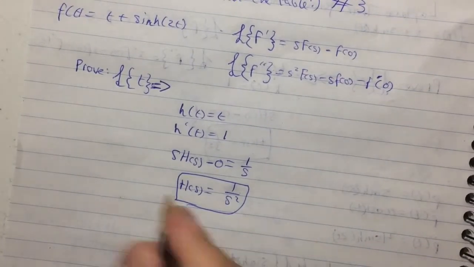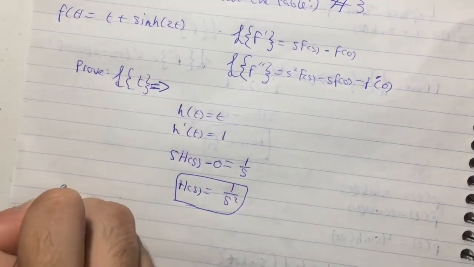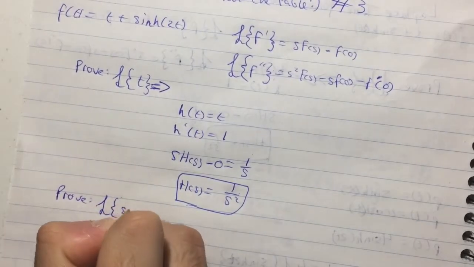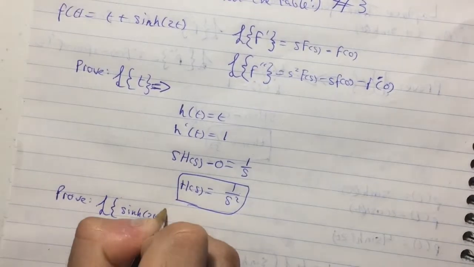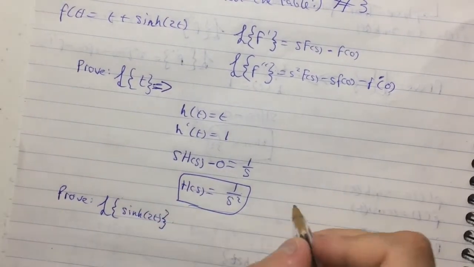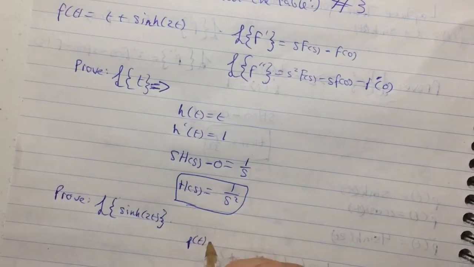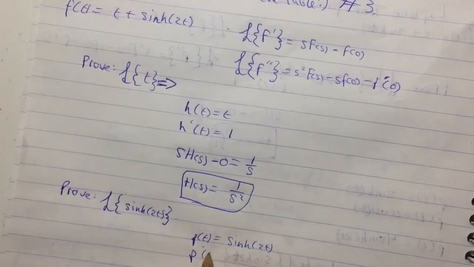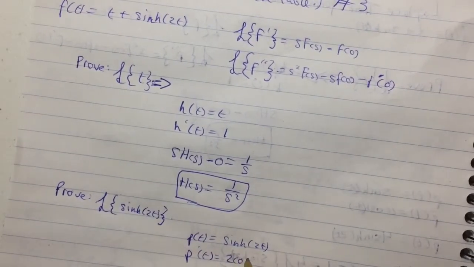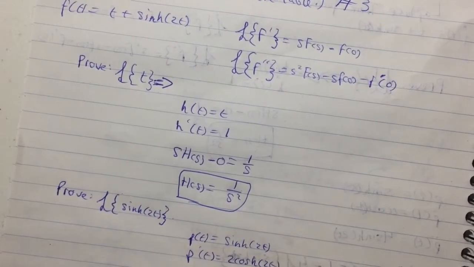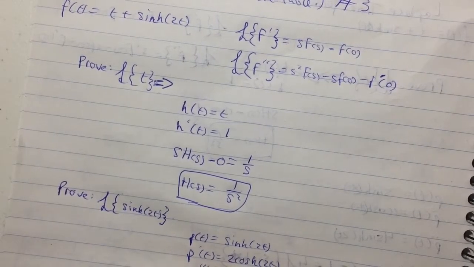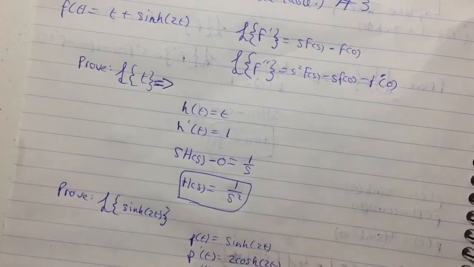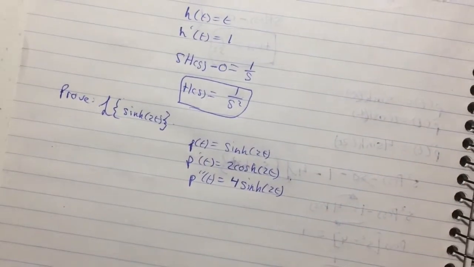So now we want to prove the second one, the Laplace transform of sinh of 2t. We're going to say that p of t is equal to sinh of 2t. That means p dash of t is equal to 2 cosh of 2t, and p double dash of t is equal to 4 sinh of 2t. I'm sure that's off the page by now, which it is, yes.